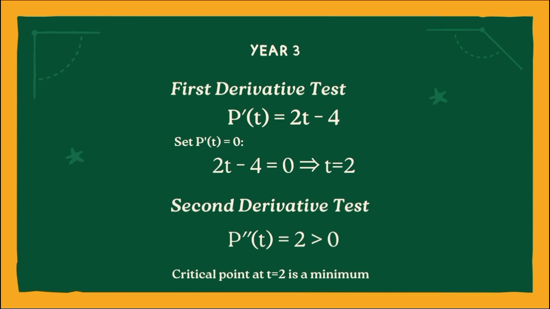So we set it to 0 and solve: 2t − 4 = 0. We transpose the number and divide both sides by 2, so the 2 cancels and the answer is t = 2. For the second derivative, P''(t) = 2, which is greater than 0. That means the graph is curving upward, so the point at t = 2 is a minimum.